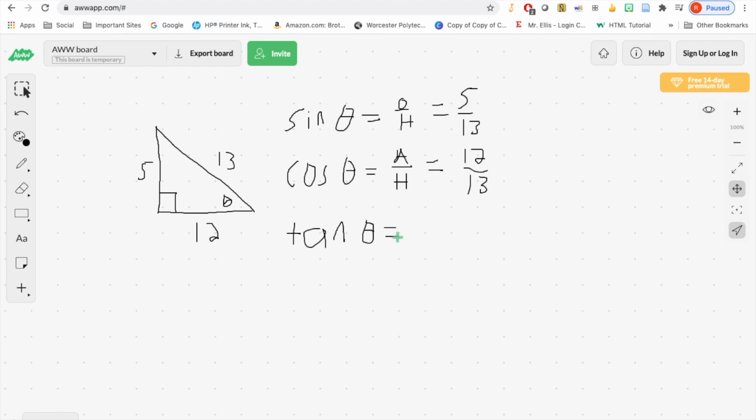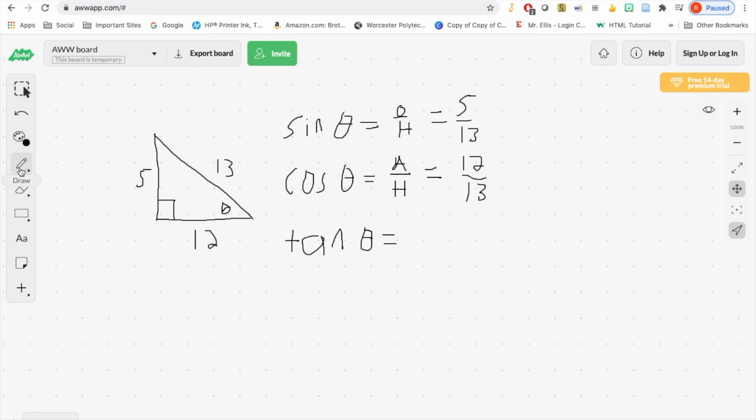And tangent is defined as opposite over adjacent. So this one excludes the hypotenuse. It's our last little pairing of these three side lengths. So opposite is 5 and adjacent is 12. And thus, let me switch back to drawing mode. The tangent of theta is 5 over 12. Opposite over adjacent. And so, oops, I forgot to write the O over A. Let me put that in here. And there is an example and the definitions of these three functions.